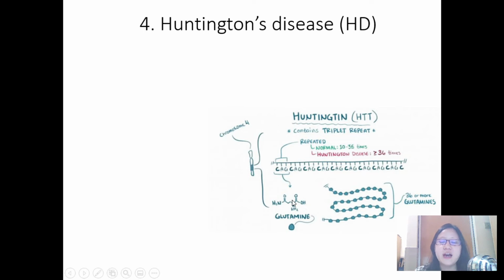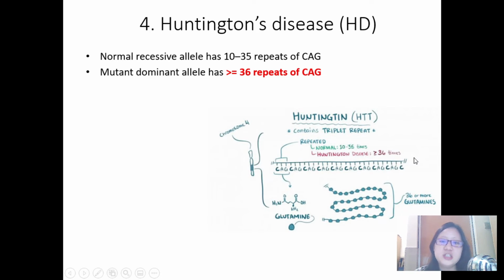Anyways, as we said, it is an autosomal dominant disease. The mutation is at the Huntington gene. The normal recessive allele has around 10 to 35 repeats of this CAG, so these are nucleotide bases in the DNA. The normal one is just 10 to 35 times, but in the Huntington gene allele, there are 36 or more repeats of CAG.